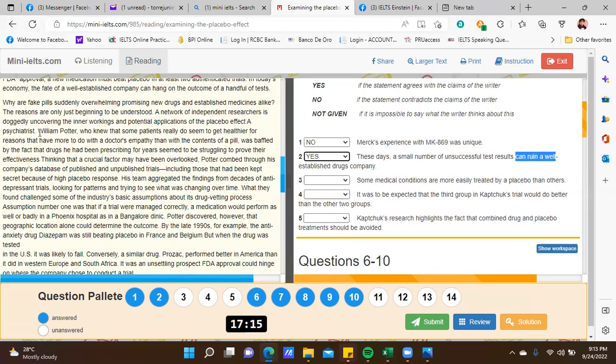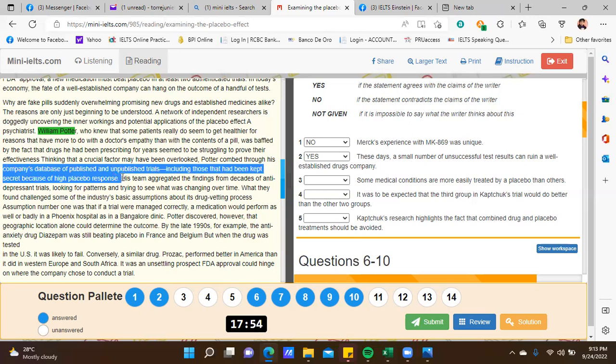A psychiatrist, William Potter, who knew that some patients really do seem to get healthier for reasons that have more to do with the doctor's empathy than with the contents of a pill, was baffled by the fact that drugs he had been prescribing for years seemed to be struggling to prove their effectiveness. Thinking that the crucial factor may have been overlooked, Potter combed through his company's database of published and unpublished trials, including those that had been kept secret because of high placebo response. May database sila.